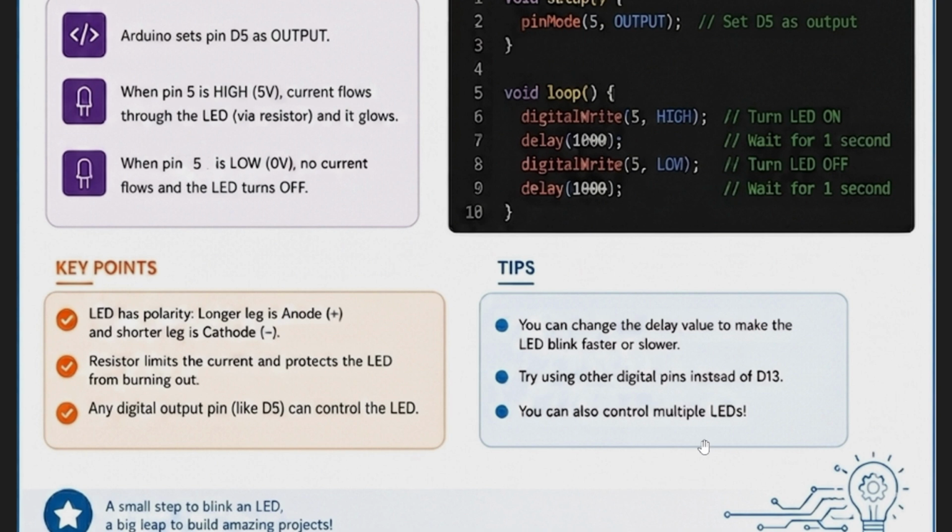Here we use a resistor to limit the current and protect the LED from burning out. Any digital output pin like D5 can control the LEDs. So you can use a different pin also to turn on and off the LED.